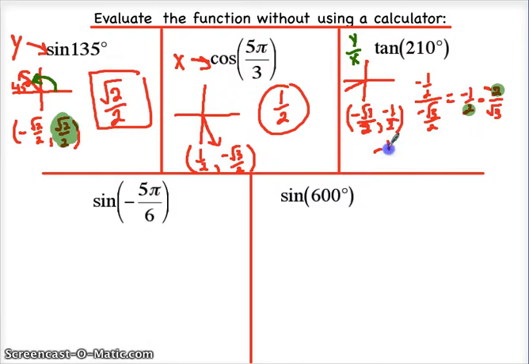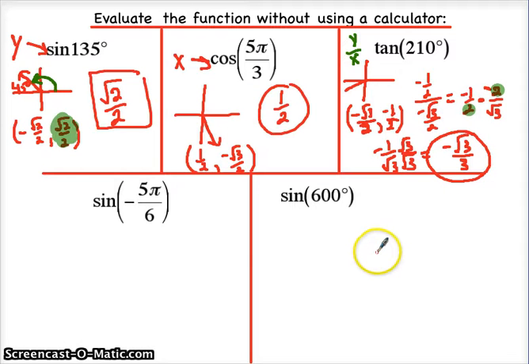And you'll simply get negative 1 over root 3, which again has a little more work to it. A lot of times the tangents are going to take a little extra work as far as simplifying the fractions go. But if we rationalize the denominator, we can quickly find out that negative root 3 over 3 is a good answer.